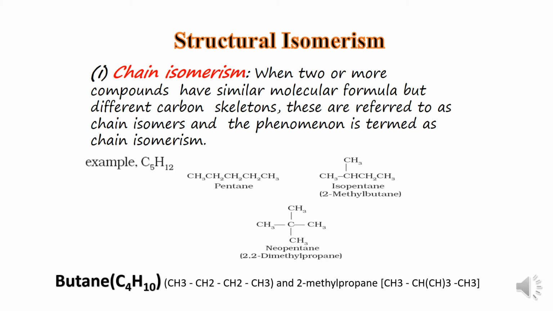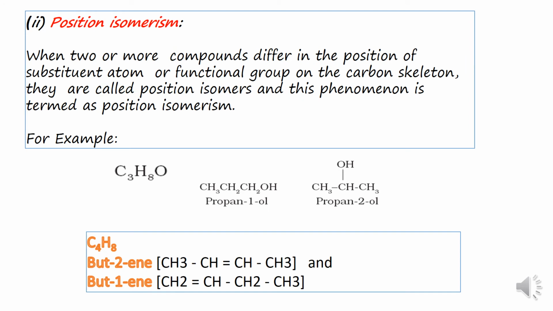Now next is position isomerism. Children, when 2 or more compounds differ in the position of a substituent atom or functional group on the carbon skeleton, they are called position isomers, and the phenomenon is called position isomerism.